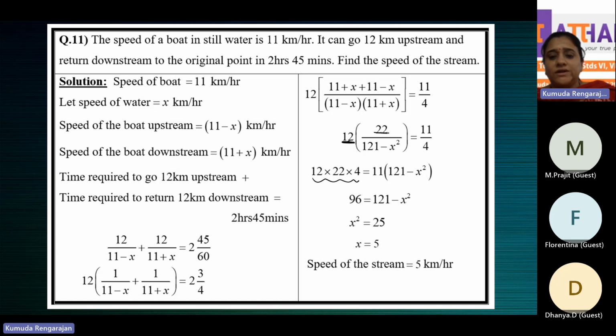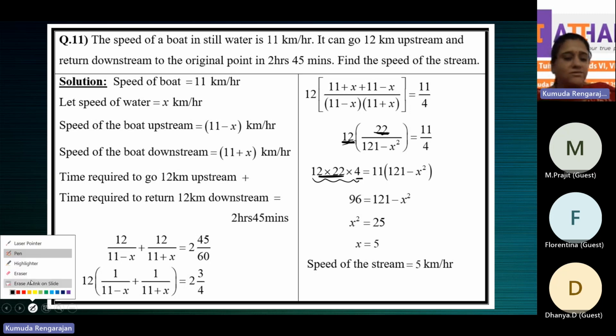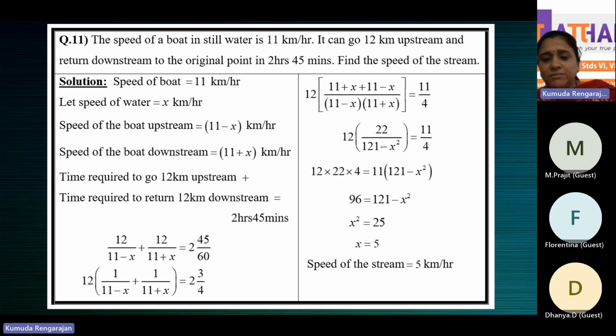This 12 into 22 is this one. And then this 4, when you cross multiply, this 4 also will come here. You can also bring this 11 here. When you cross multiply, this one will go here: 121 minus x square. Then here you have 11 by 4, that will come this side. There is already 12 here, there is 22 here. And this 11 by 4, when it comes here, it will become 4 by 11. So you can directly bring this 11 also here.